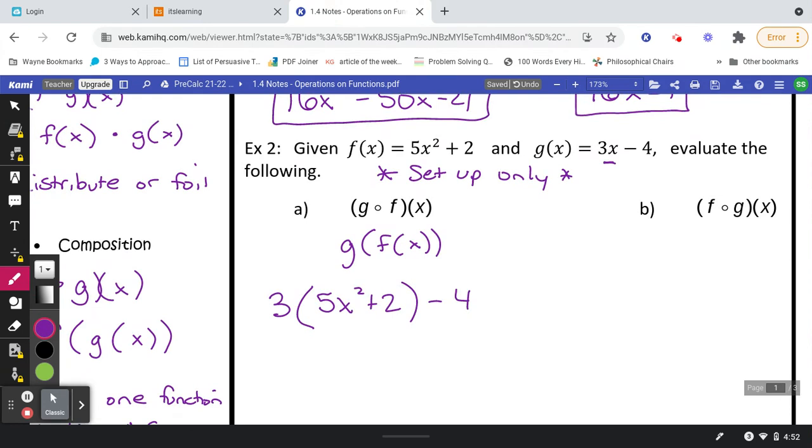On the second one, part B, see if you can set that one up. Start by writing the f function first, and then plug the g function into it.